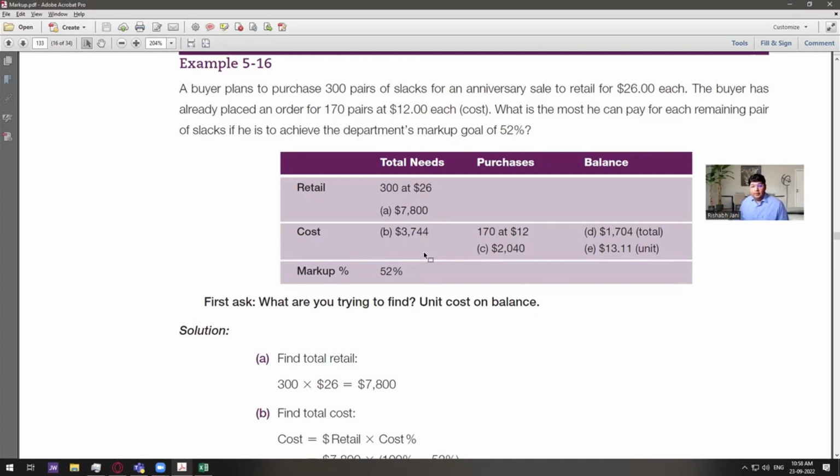Question to the group. How many pairs do we have left? 130. Very good, right? 170 is already purchased, there's 130 more. So very simple math. We take our balance needed divided by 130 pairs, and that's how we get our $13.11.